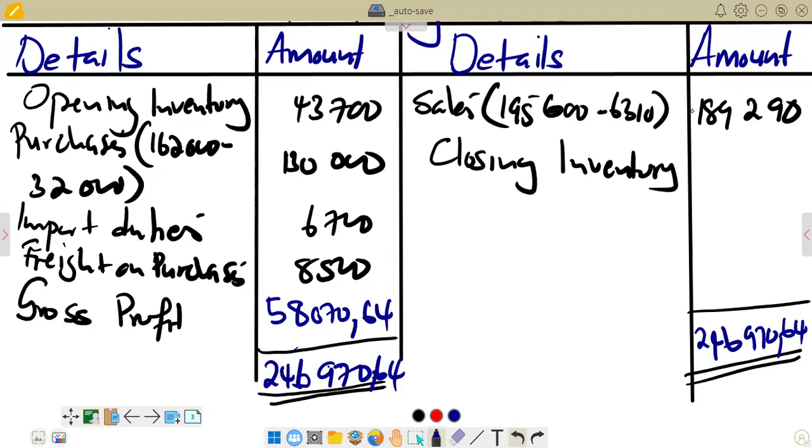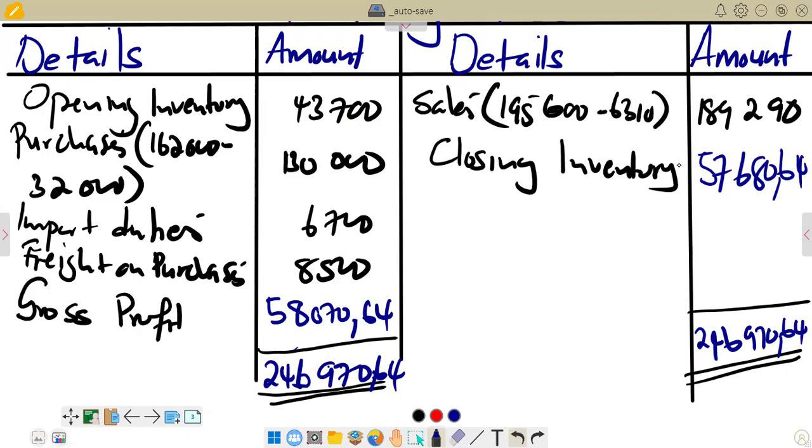And then we subtract 189,290 to get the balance figure as our closing inventory. It becomes 57,680.64. So this is the figure for gross profit that we have.